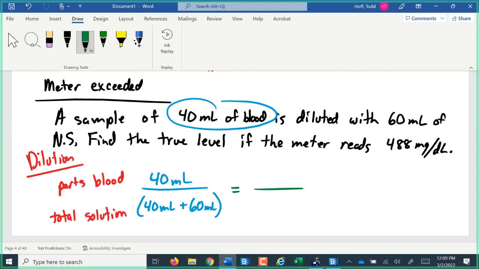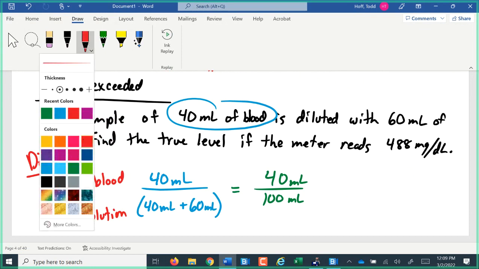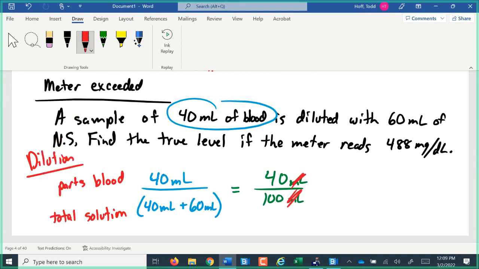So if we add that up, 40 milliliters on top, 40 plus 60 is 100 milliliters on bottom. And now to get the dilution, we just have to reduce this ratio. First of all, the milliliters cancel out. And we should have the same units. If we don't, we have to do some converting.